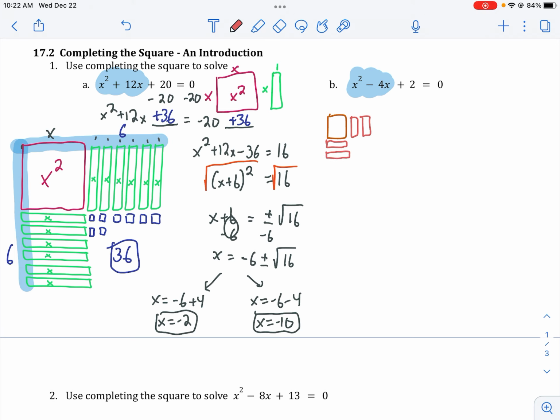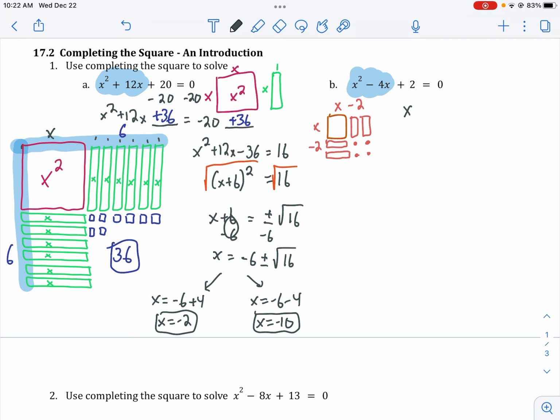All right, we have a negative here. So the picture can still help us. We just have to remember that when we talk about the sides in this case, it's going to be x minus 2 and x minus 2. Okay? But you can see that to complete the square, I'm going to need 1, 2, 3, 4. So I'm going to have to add 4 to both sides. Okay? So that's the number I need to complete the square.